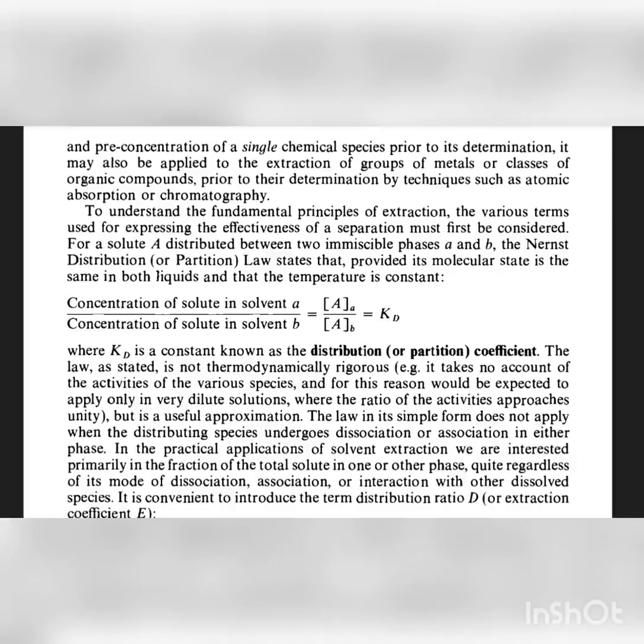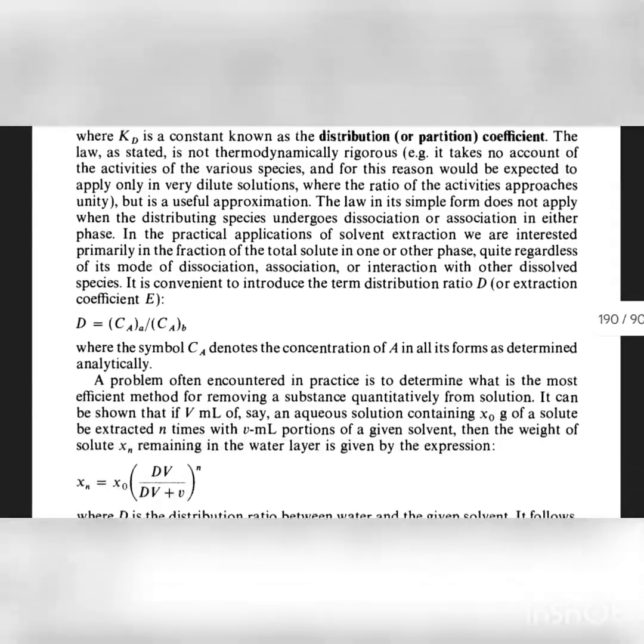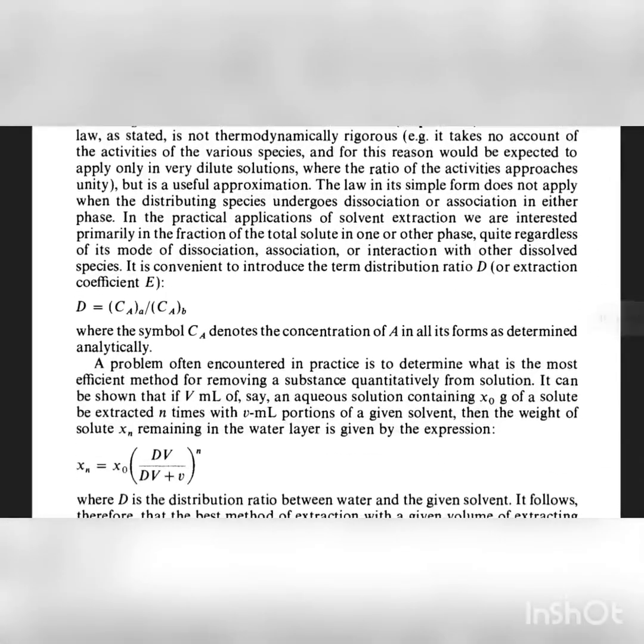In the practical applications of solvent extraction, we are interested primarily in the fraction of the total solute in one or other phase, quite regardless of its mode of dissociation, association, or interaction with other dissolved species. It is convenient to introduce the term distribution ratio D. D is equal to CA upon CB, where the symbol C denotes the concentration of A in all its forms as determined analytically.